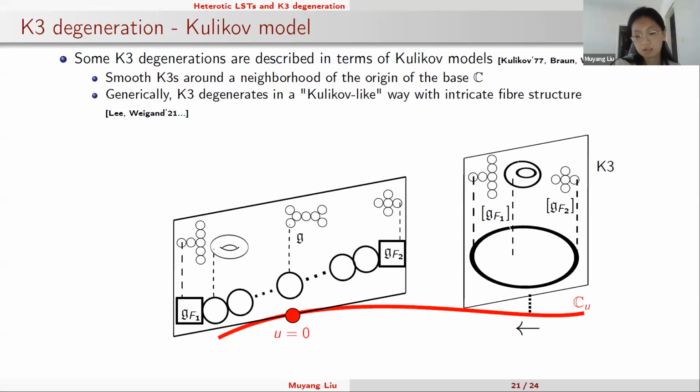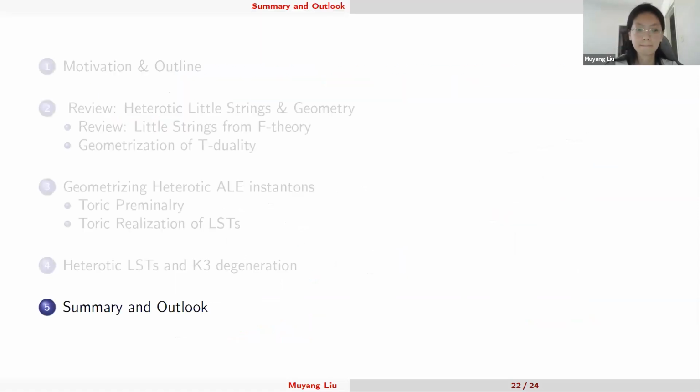So here is the depiction to give you some visualization of how the Kulikov models look inside the whole fibration structure. I refer to my colleagues' talk later to tell you more details about these Kulikov degenerations.